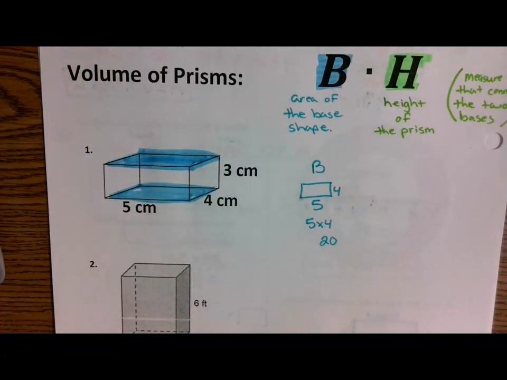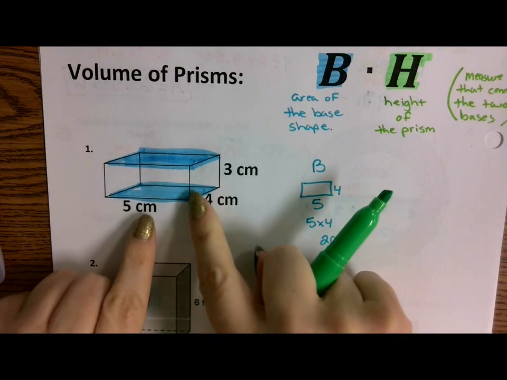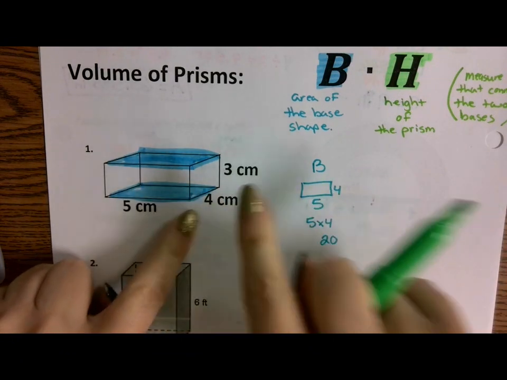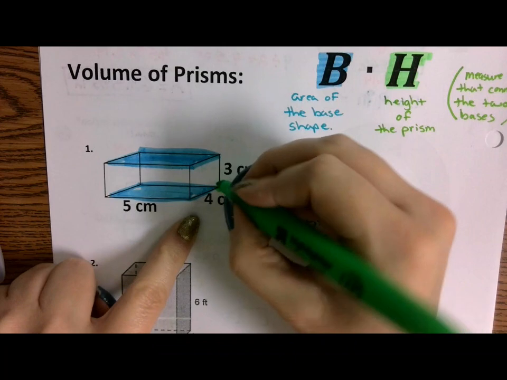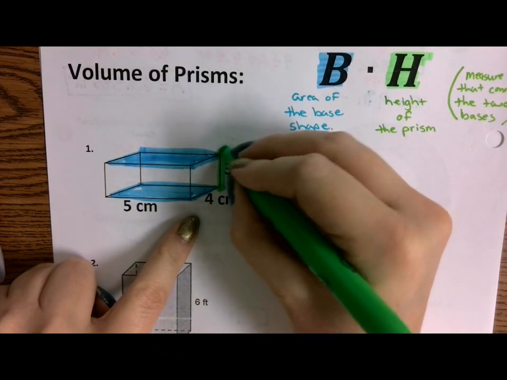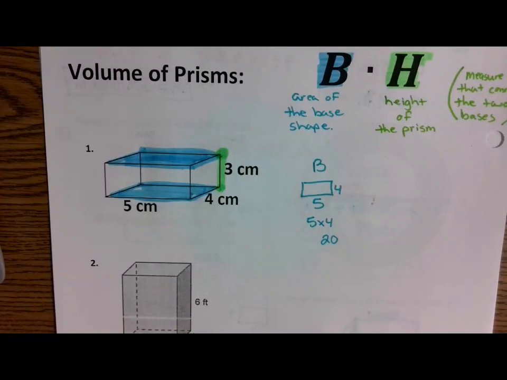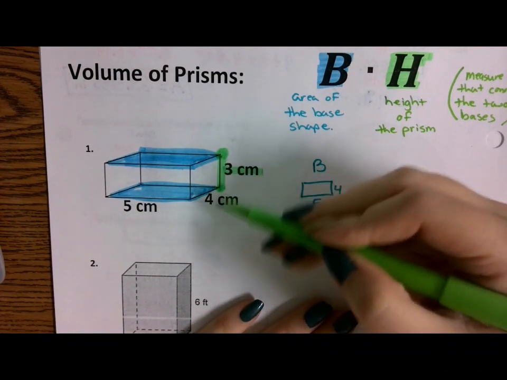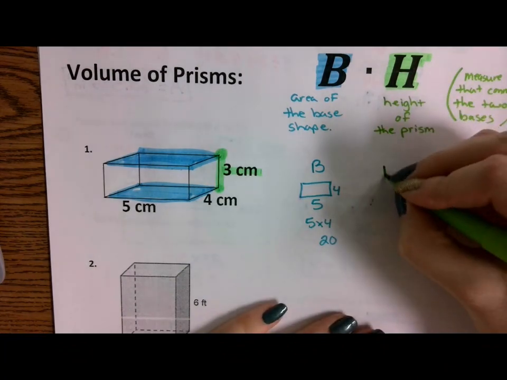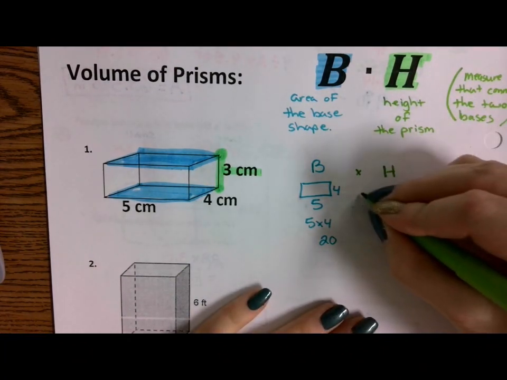The measurement that connects the rectangles together. I pick any corner on the rectangle. It doesn't matter which corner I pick. I'm going to go ahead and pick this back bottom corner, and I'm going to follow the line up to the same corresponding corner on the top rectangle. What measurement is that? 3. That's my height. That's going to represent the height of my prism. It's the value that is connecting those two blue rectangles together. So the height of my prism is going to be 3.